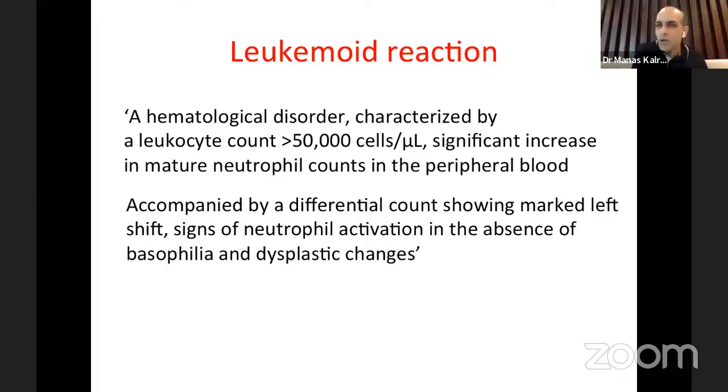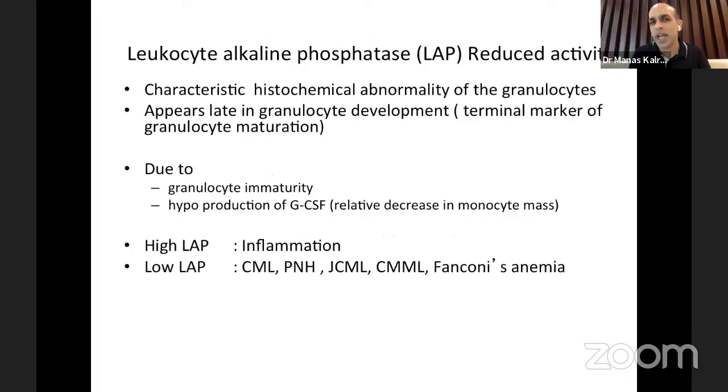If there are a lot of immature cells, we need to evaluate whether the child has a leukemia or not. So just a high WBC or just a low WBC does not make much sense. You need to look at the differential. An expert needs to look at that, and then you can make a correct diagnosis.